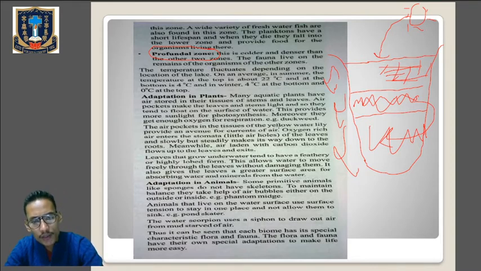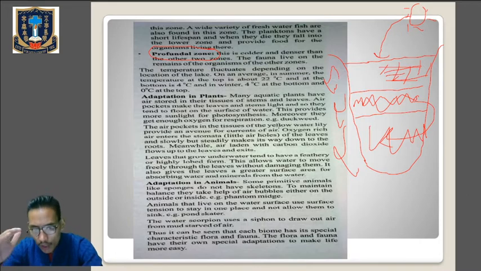The air pockets in the tissues of the yellow water lily provide an avenue for a current of air. Oxygen-rich air enters the stomata of the leaves, and slowly but steadily makes its way down to the roots. And meanwhile, the air laden with carbon dioxide flows up to the leaves and then exits. So this is one of the most important features of the plants found in the lake. They have air stored in the tissue of the stem and the leaf, so this will help in photosynthesis, in respiration, and in the exchange of gases.